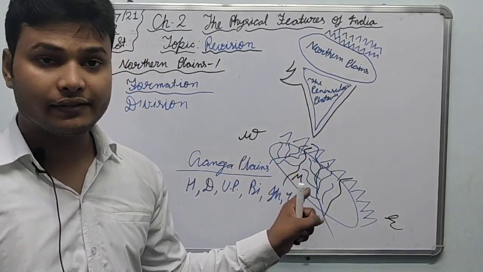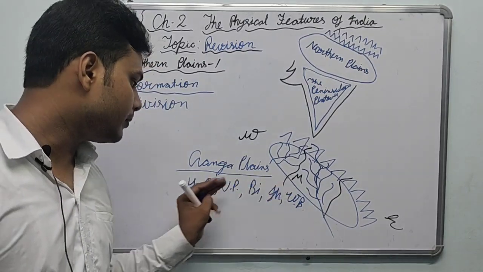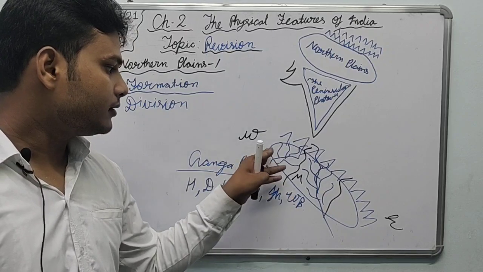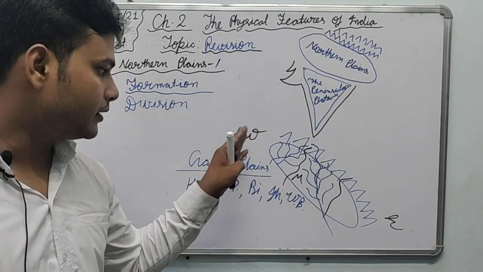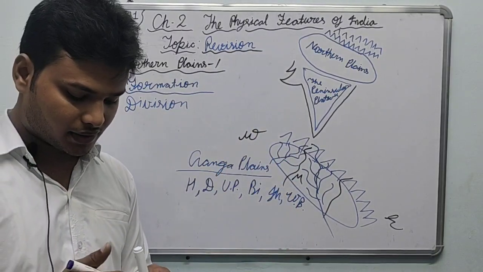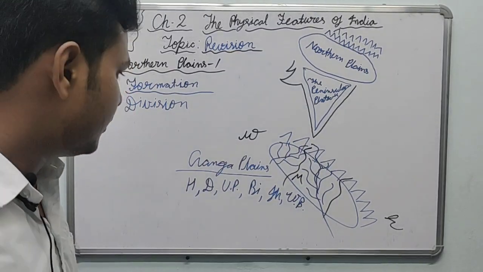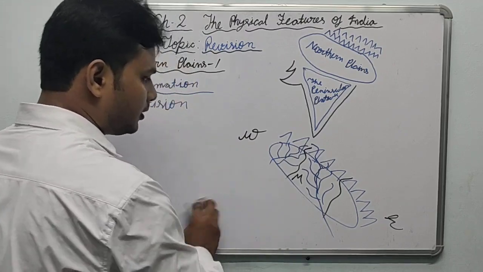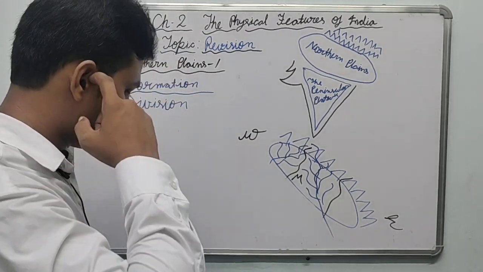All these regions are very fertile land, and this is known as the Ganga plain, situated in Haryana, Delhi, Uttar Pradesh, Bihar, Jharkhand, and West Bengal. Same as this western part, the western plains, the Punjab plains, was situated in Punjab. So this Ganga plain is completed, and now we have to discuss the eastern one.